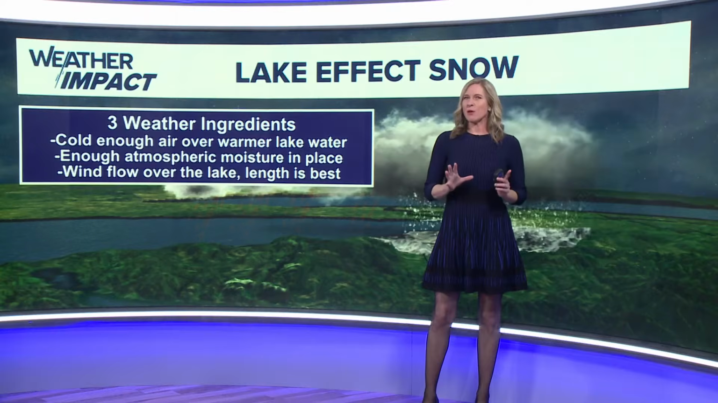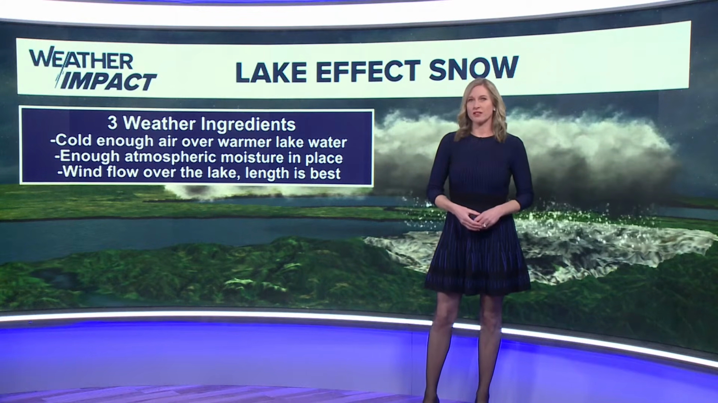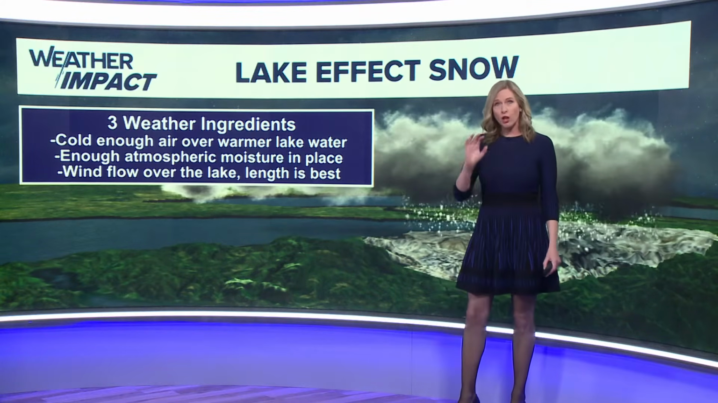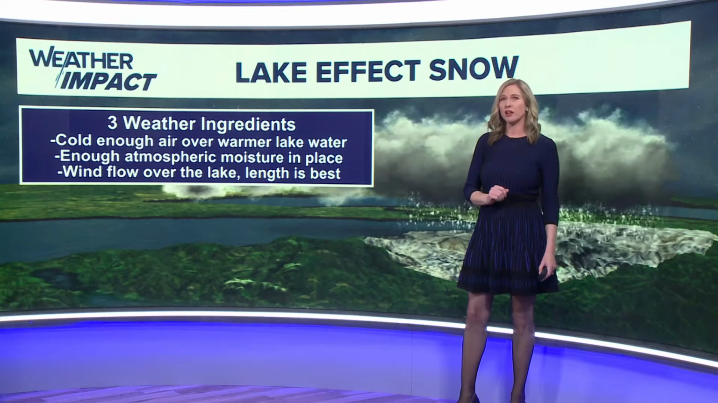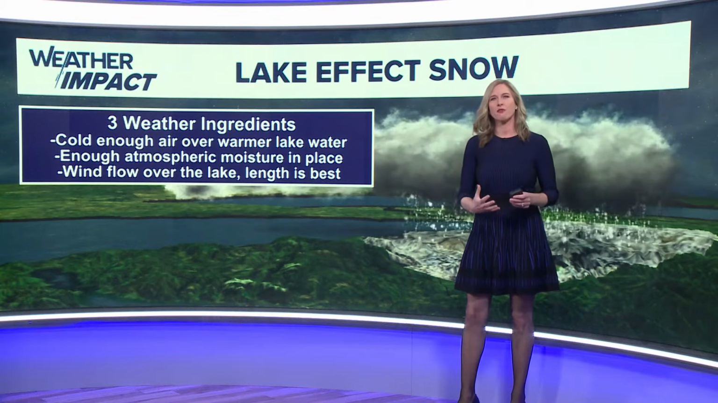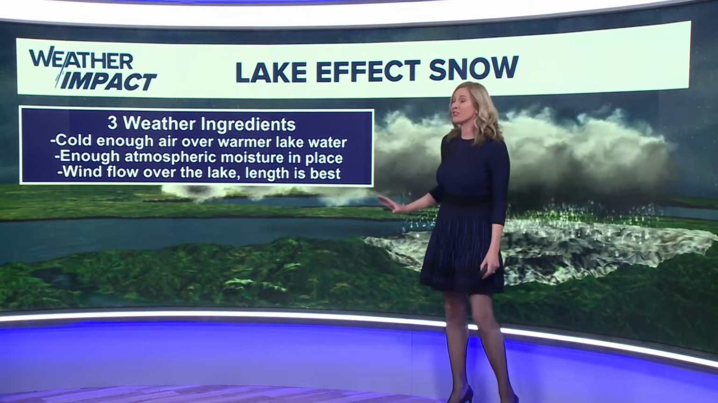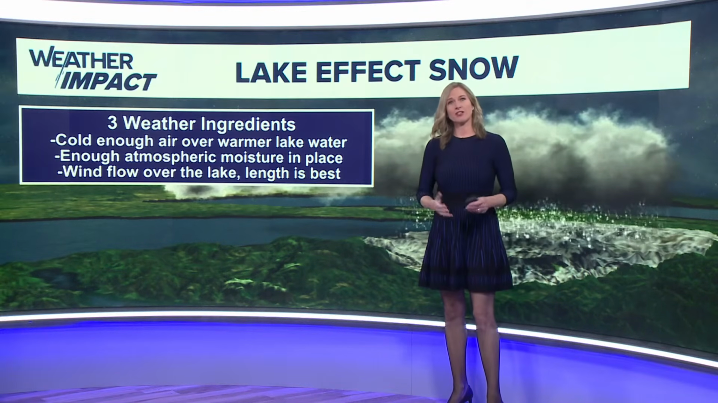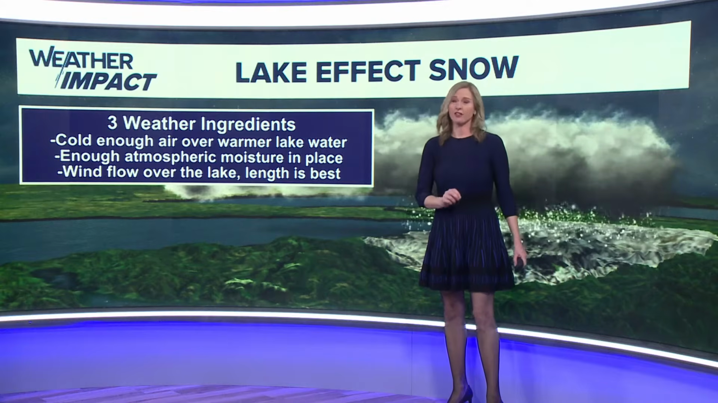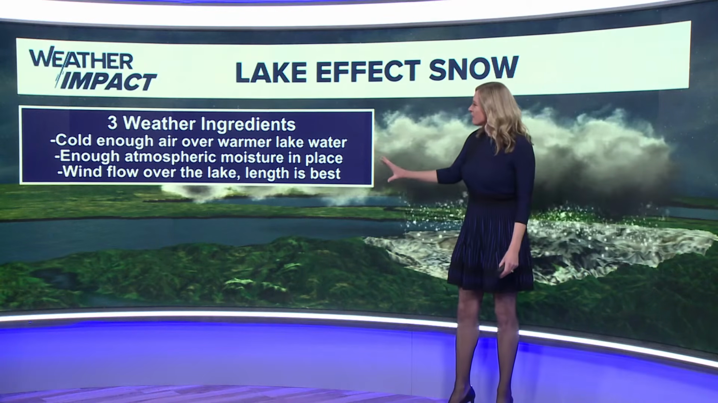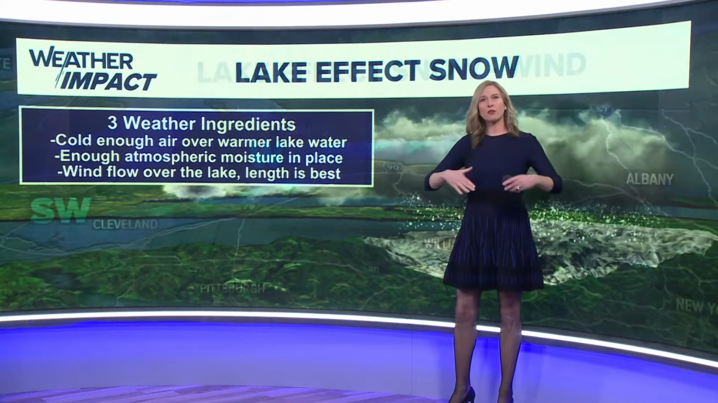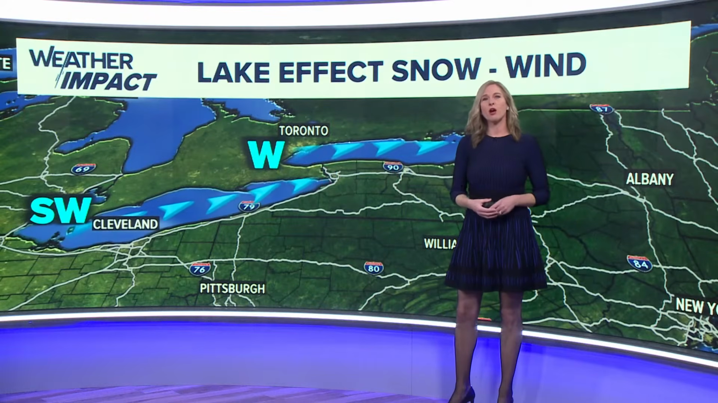There are three main weather ingredients that need to come together for this. One, cold enough air flowing over that relatively warmer lake water to generate enough of that instability for convection and that rising air. And the greater the temperature difference, the heavier the snow can be, and you can even get thunder snow.